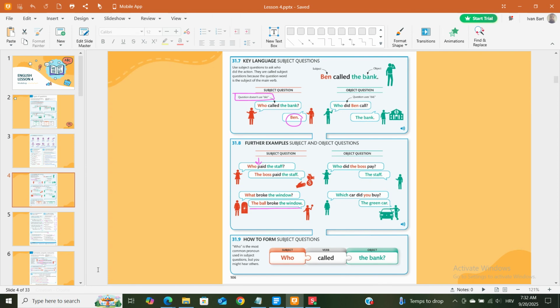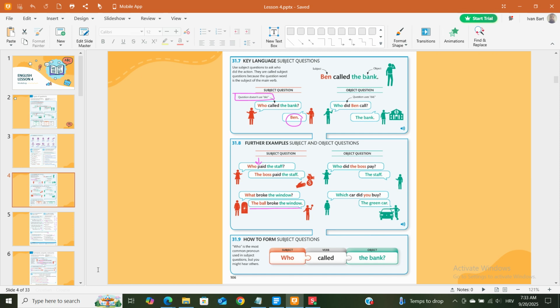31.8 Further examples: subject and object questions. Who paid the staff? The boss paid the staff. What broke the window? The ball broke the window. 31.9 How to form subject questions. Who is the most common pronoun used in subject questions, but you might hear others. Who did the boss pay? The staff. Which car did you buy? The green car.